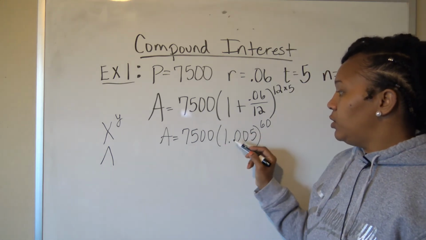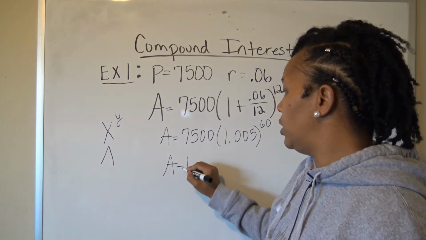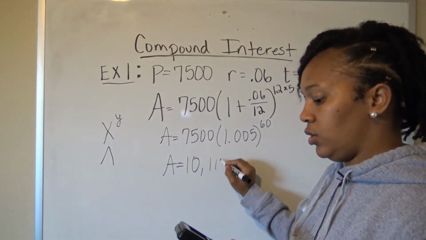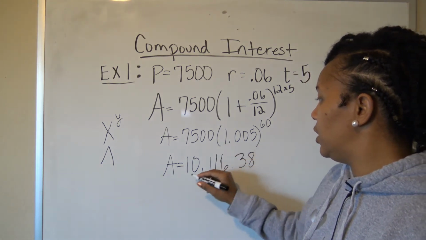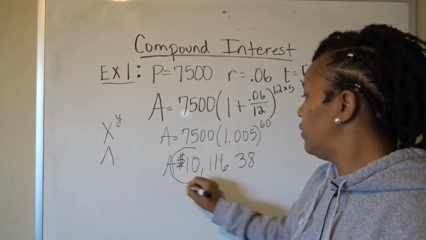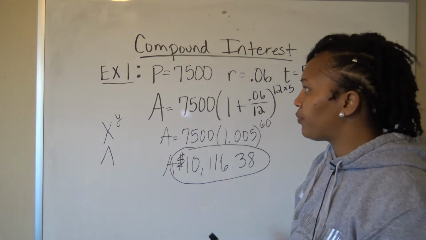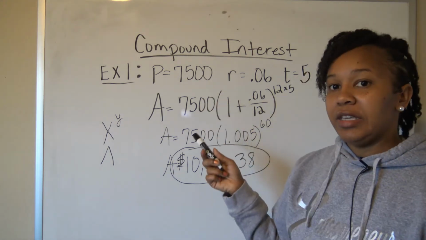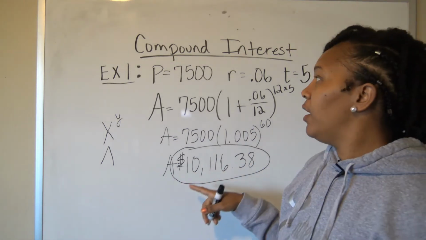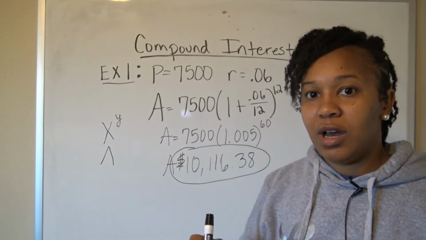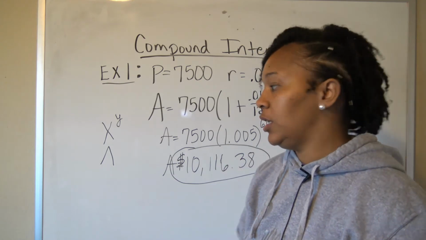So that's 7,500 times 1.005 raised to the 60th power, and I get A is equal to 10,116. And again, since this is money, you want to round it to the nearest cent. So that means the future value will be $10,116.38, okay? So you originally deposited 7,500. You let it sit for 5 years. At the end of the 5 years, this is how much you'll have if it compounds at 6% interest compounded monthly.